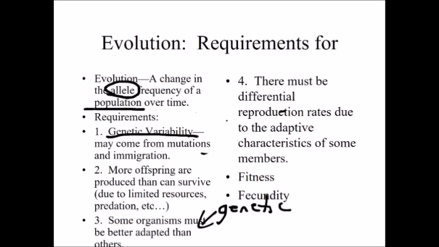Now, you oftentimes hear of evolution described as the survival of the fittest. And a lot of people incorrectly think that means the strong survive. Fitness in an evolutionary context means the ability to reproduce. Those that are best able to reproduce are the most fit. You might also hear this referred to as fecundity. Again, fitness and fecundity refer to the ability to reproduce.